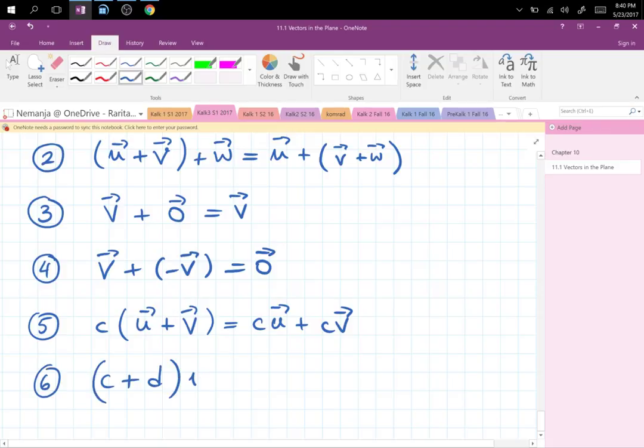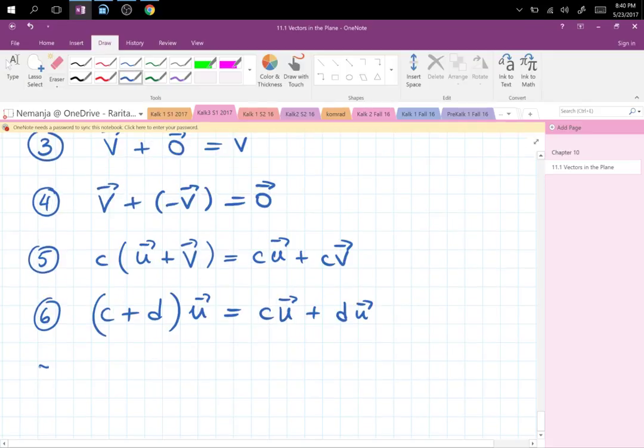Or if you add two constants, you can distribute that into a vector. Zero times vector v creates a 0 vector.